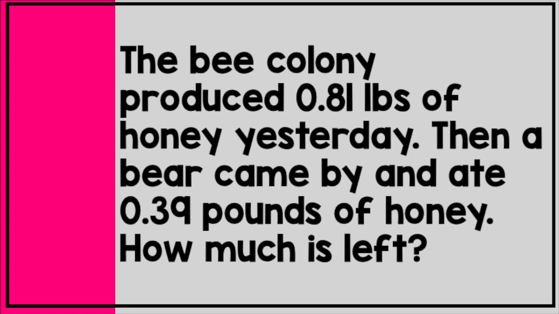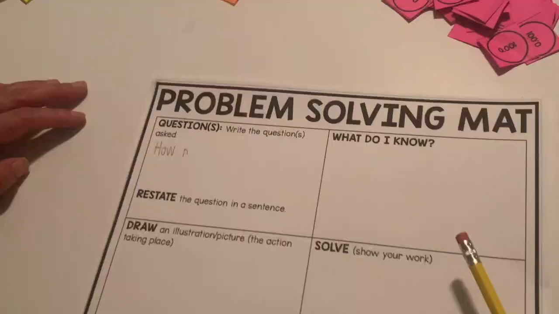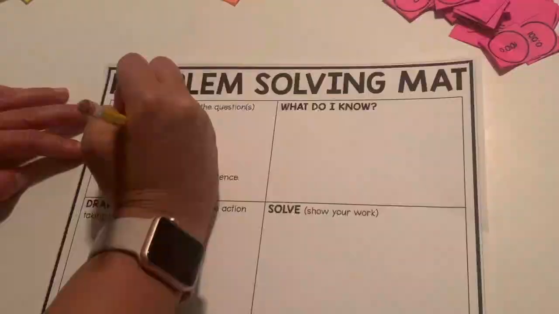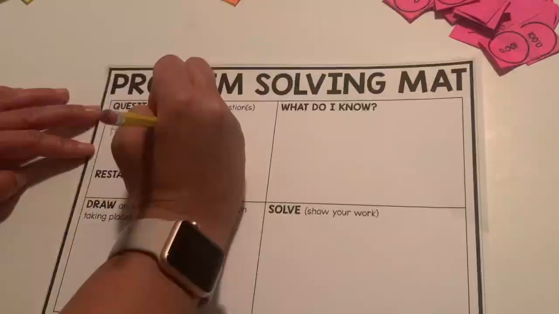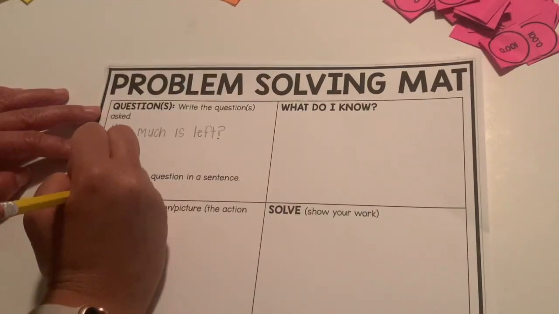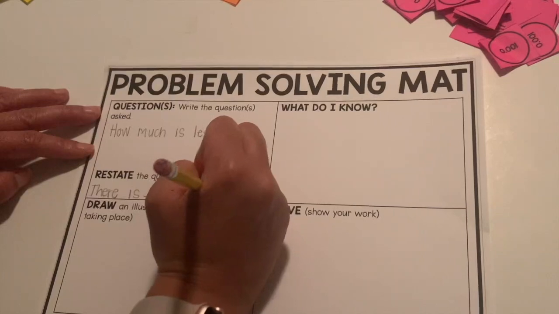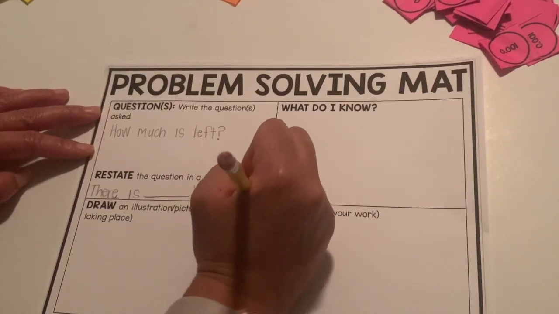The next question says, the bee colony produced 81 pounds of honey yesterday. Then a bear came by and ate 39 pounds of honey. How much is left? Okay, my question is, how much honey is left? I want to restate that as a sentence. So I'm going to write, there is blank pounds of honey left.